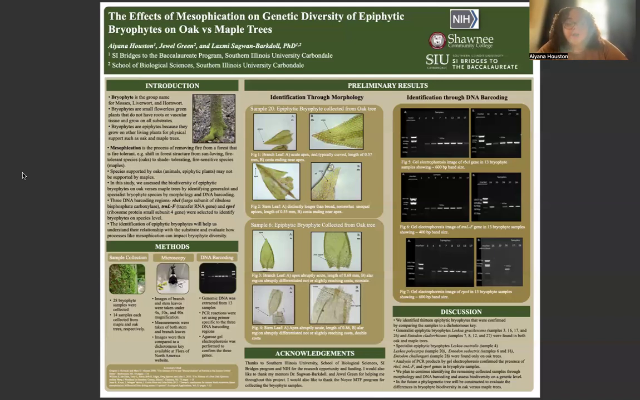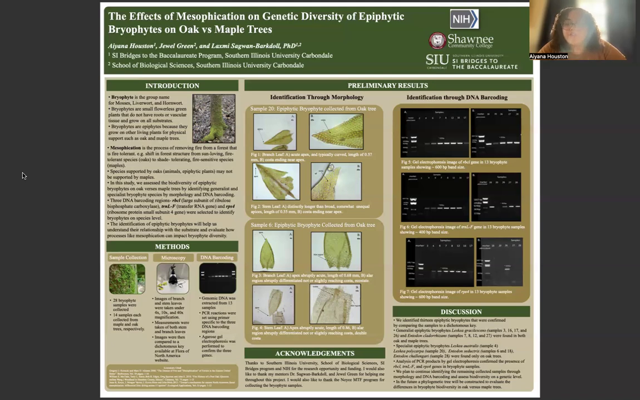I then did microscopy. I took images of branch and stem leaves at different ramifications. I then took measurements of those leaves, and then compared the images and measurements to the dichotomous key, which can be found in Flora of North America. So I then did DNA barcoding. I took the genomic DNA from 13 of my samples, and I ran PCR, and then I did agarose gel electrophoresis. So these are my results.